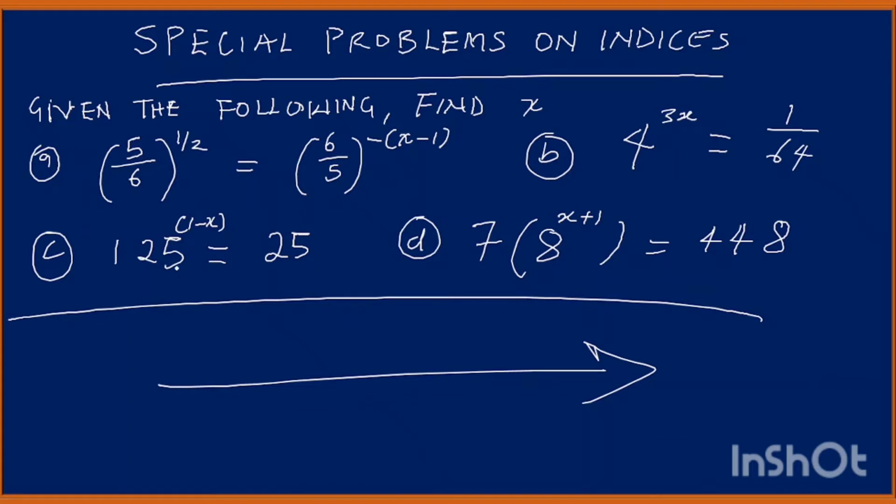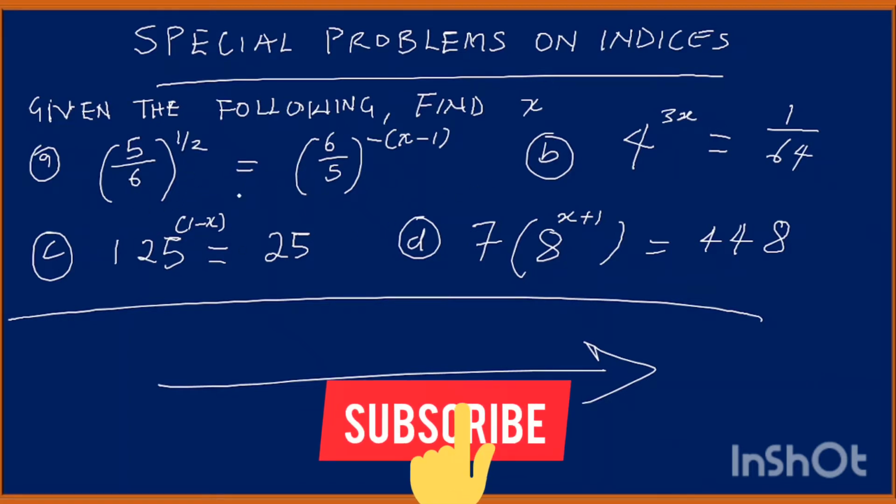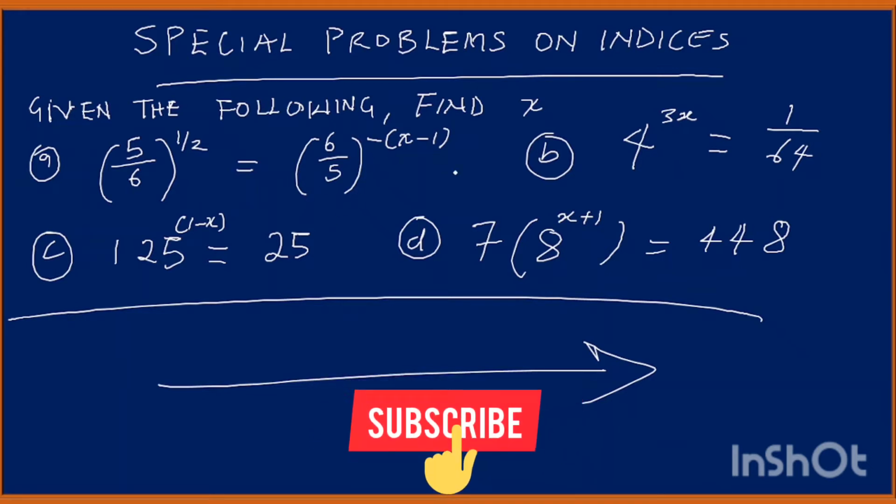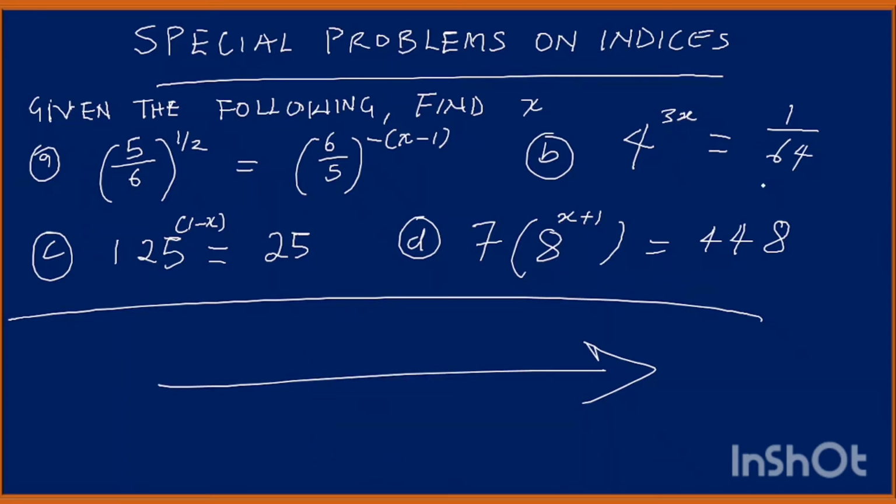So as you can see, we have the following: find x. A: (5/6)^(1/2) = (6/5)^(-x-1). B: 4^(3x) = 1/64. C: 125^(1-x) = 25. D: 7 × 8^(x+1) = 448. So we are asked to find x in each case.